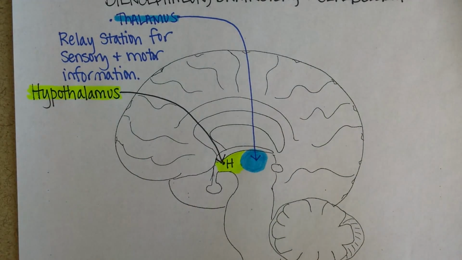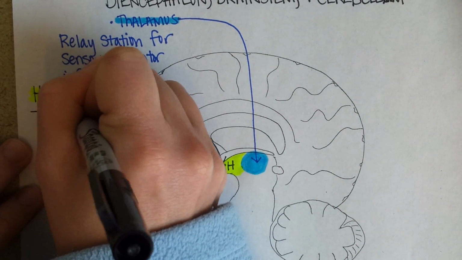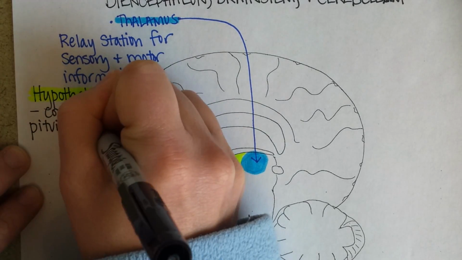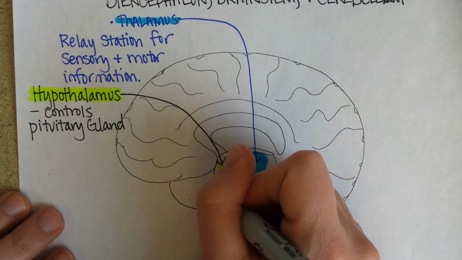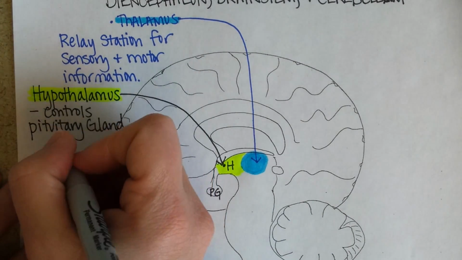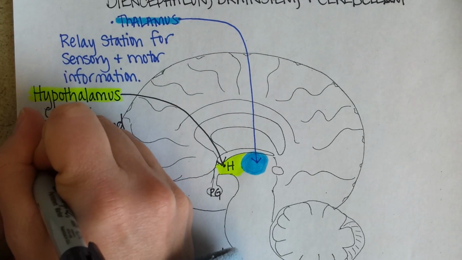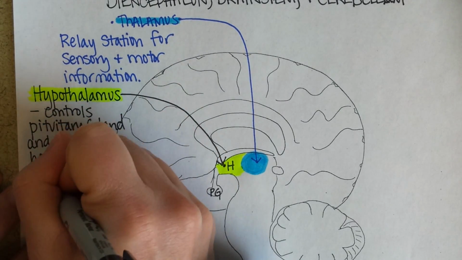Oops, sorry. So one of the main ways that the hypothalamus has so many of its actions is because it controls the pituitary gland. And the pituitary gland is right here. We call it the PG, pituitary gland, and causes hormones to be released.